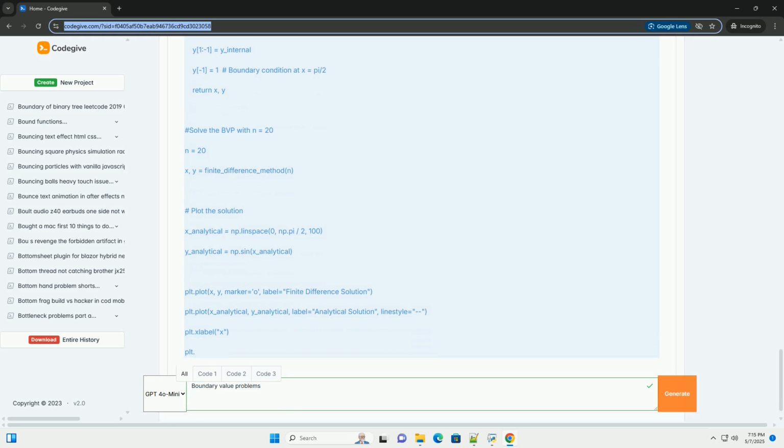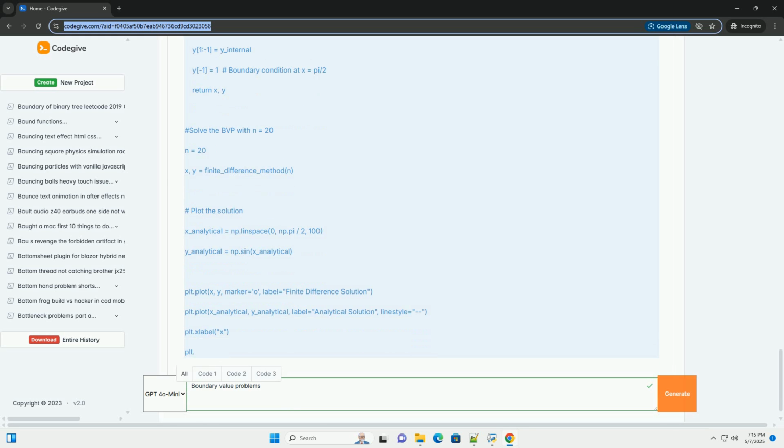Key improvements in this version. Clearer ODE system definition: the ODE_system function now clearly defines the system of first-order ODEs equivalent to the second-order ODE. It takes the current values of y and returns their derivatives. Function for solving IVP: the code now encapsulates the IVP solving into the solve_IVP_for_guess function. This makes the code more modular and easier to read.